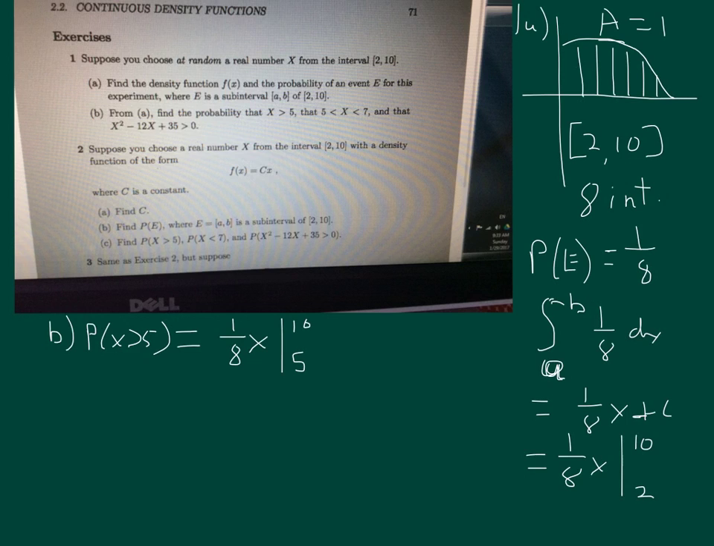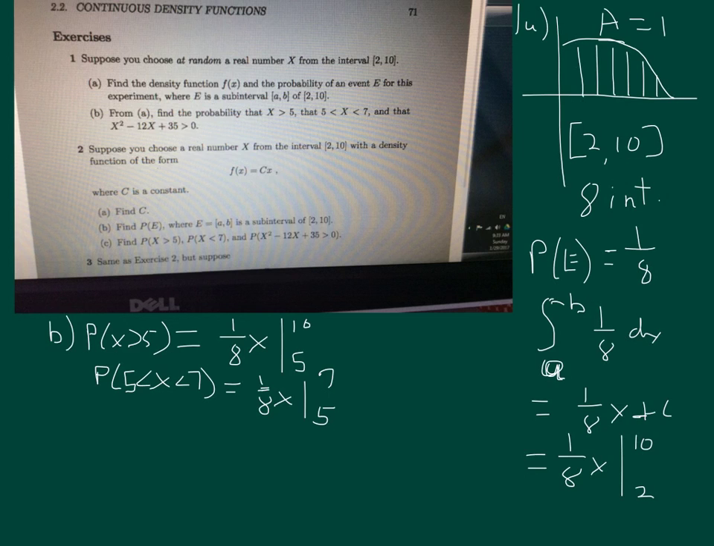The same thing for if x is going to be greater than 5 or less than 7, all they've done again is changed our interval. So we have 1 over 8 x. This time we're evaluating over 5 to 7. So you would take 1 over 8 x and sub in 7, and 1 over 8 x and sub in 5, and subtract those two, and that will give you your probability.